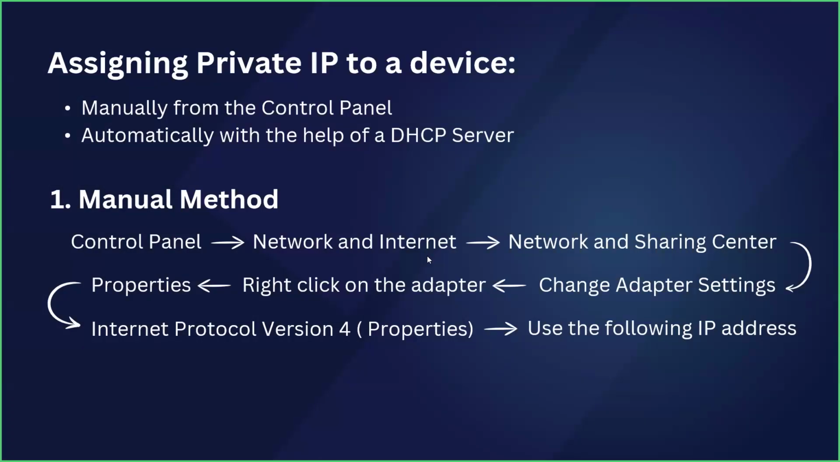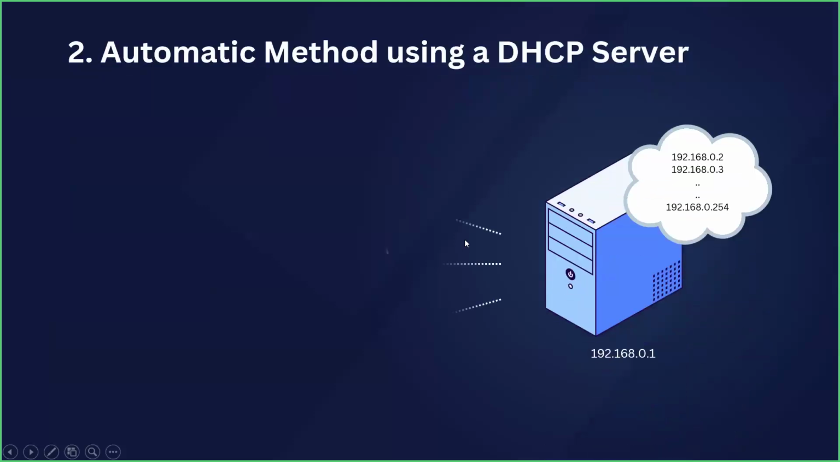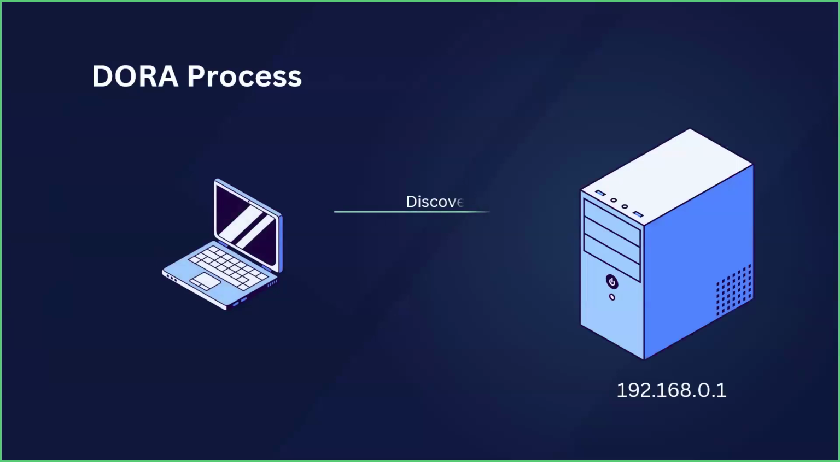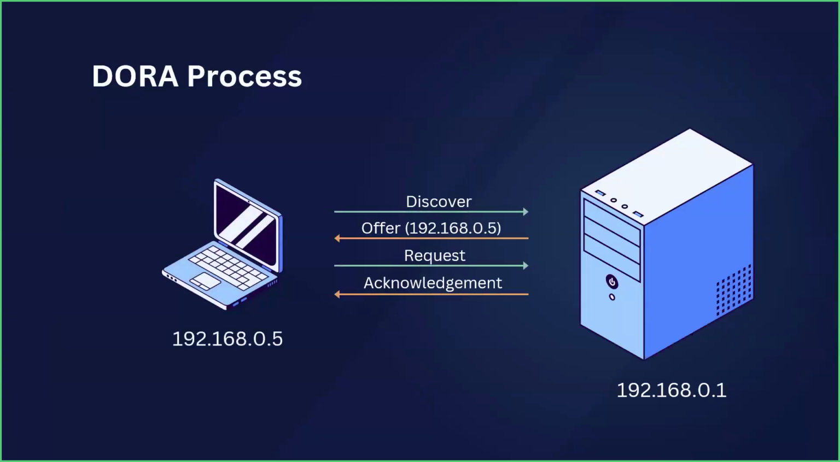Control panel, network and internet, network and sharing center, adapter settings. Right click on the adapter, go to the properties and assign the following IP, in the exact same way which I've shown you. If you want to go for the DHCP method, there's a different technique for it. We'll talk about what DHCP is and what the procedure for it is in the next class.